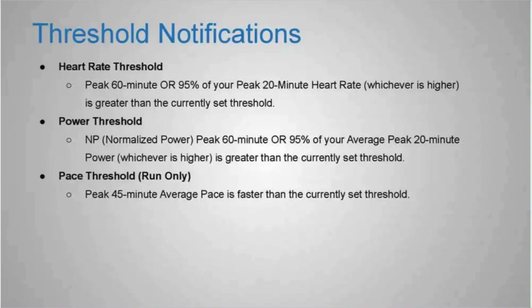You can configure TrainingPeaks to notify you when data uploaded from an athlete suggests that they may have a new threshold. For heart rate and power, this is based on new peak 60-minute values or 95% of new peak 20-minute values. And for running, this is based on new peak 45-minute average pace values. These are pretty useful, but there are other pieces of data that may indicate an athlete has a new threshold, so don't use these as an excuse to stop paying attention.